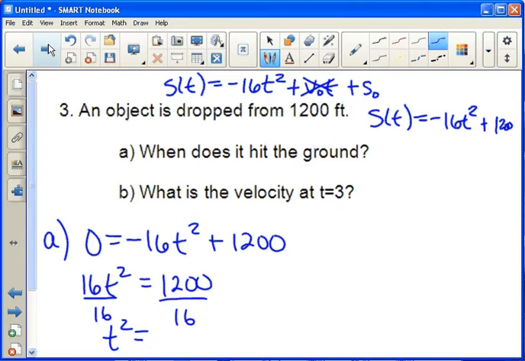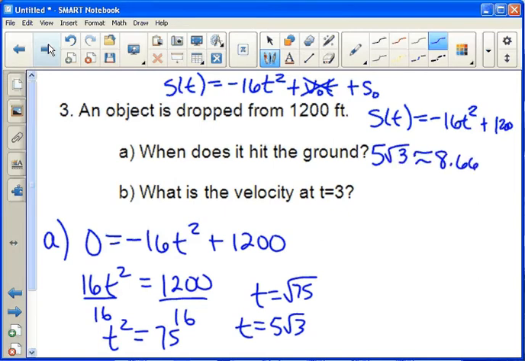So t is equal to the square root of 75, which if you want to reduce that should be 5 square root of 3. That's also about 8.660 seconds if you have it as a decimal. So the answer to A is 5 square root of 3, or about 8.660.